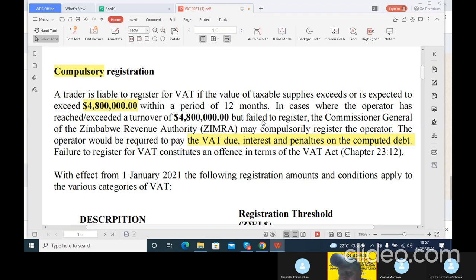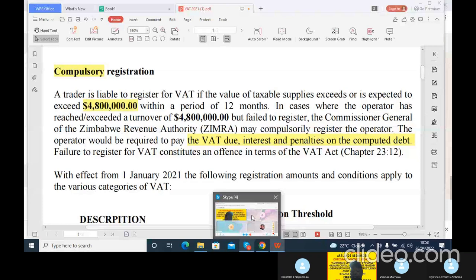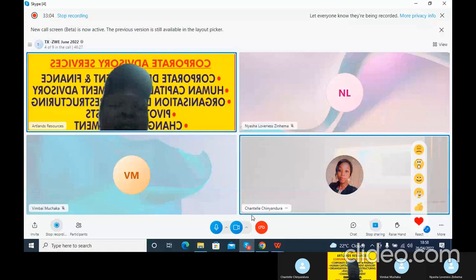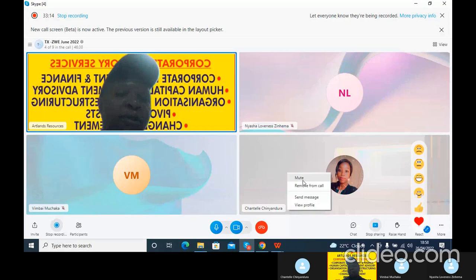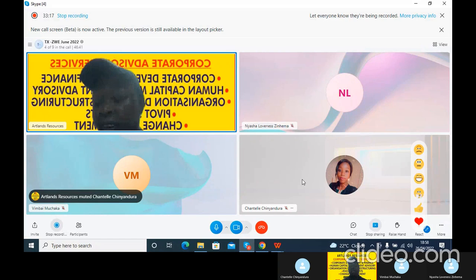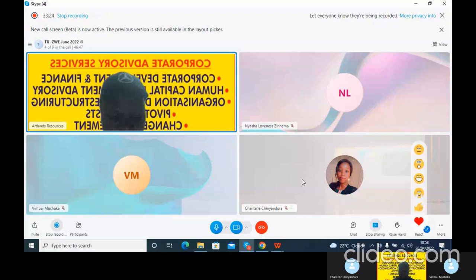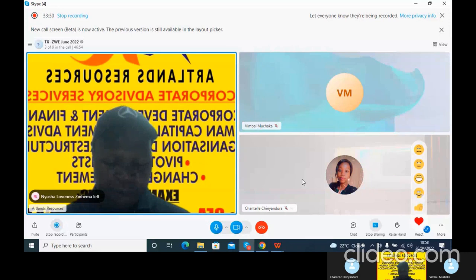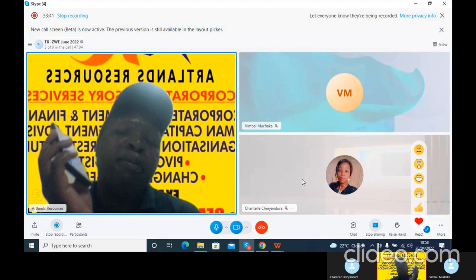Now someone may ask, what about on a monthly basis, to be practical, because you cannot wait for one year of sales. You can do compulsory registration on a monthly basis. If the annual turnover that triggers compulsory registration is 4.8 million, what would the monthly turnover be? I'm using my phone calculator here: 4,800,000 divided by 12.